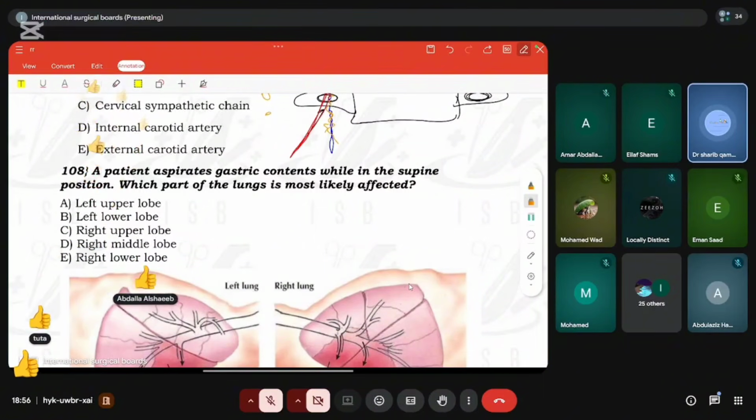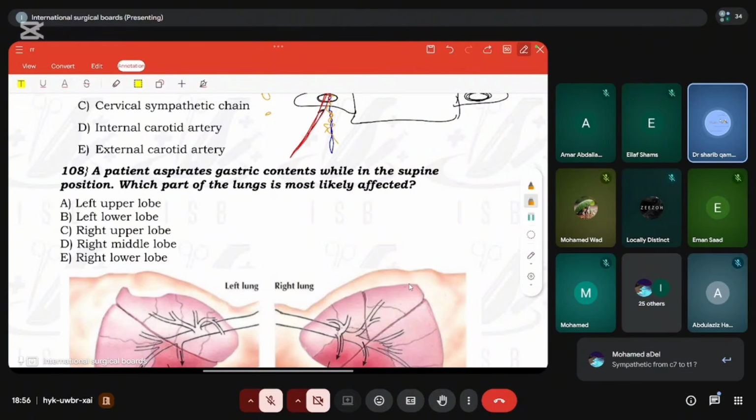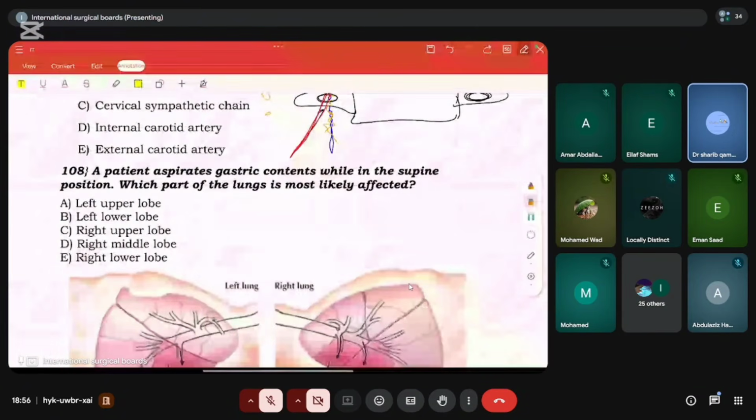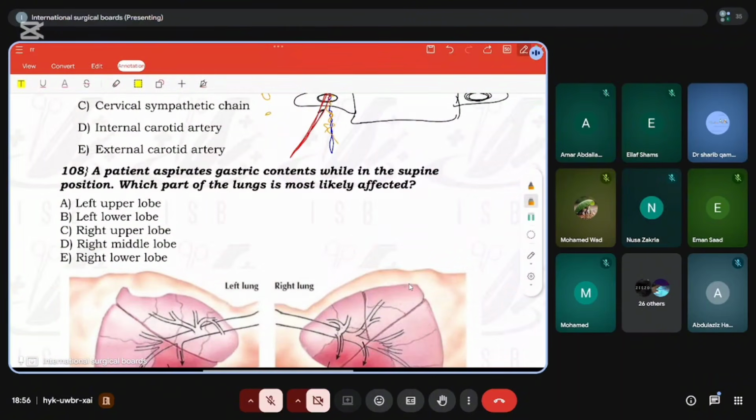A patient aspirates the gastric content while in the supine position. Which of the following parts of the lung is most likely to be affected? It's the right side, that's true. And I know the lower lobe is the one which is affected the most, but I think it's the middle lobe because he's supine. So he's supine, sleeping on the back. And that's, by the way, the most common situation where aspiration happens. Most people aspirate while they're sleeping, right? Or on the back. It's the lower lobe.